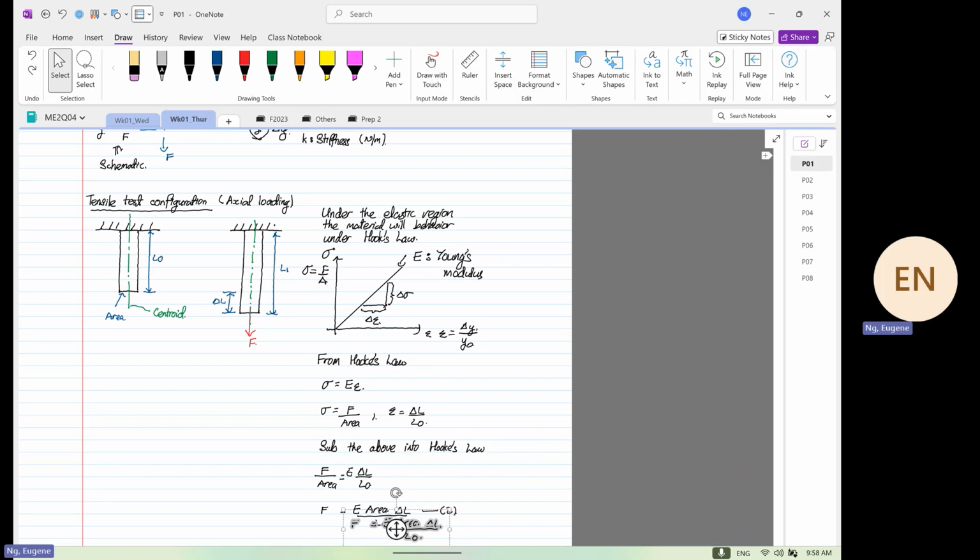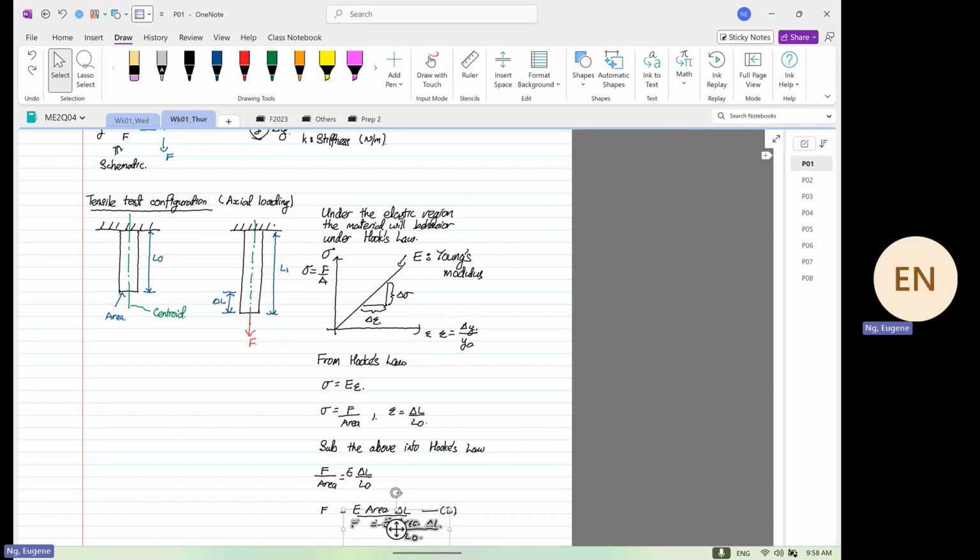Okay, this is what it's all about. A college diploma is: force is equal to stiffness times displacement, where stiffness is EA over L naught. You have to know when this is valid and when not to use this. Be wiser than me. I did not know until I was 30 years old. You guys are still young.